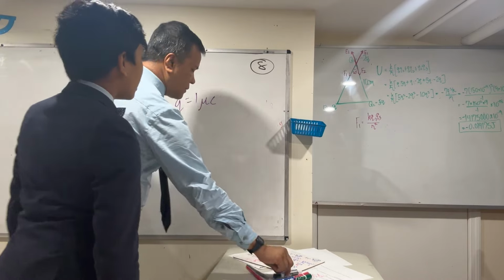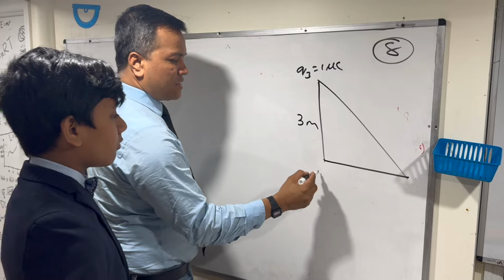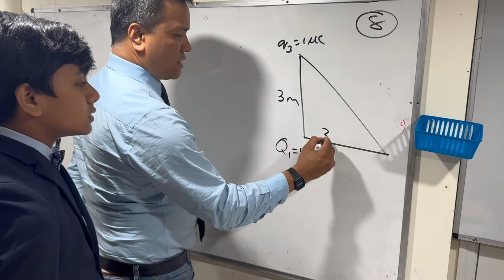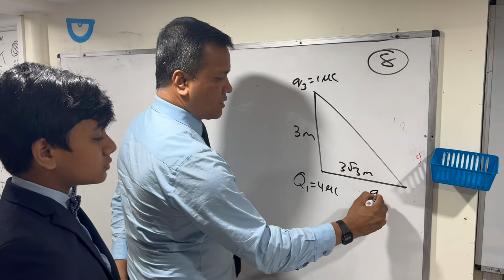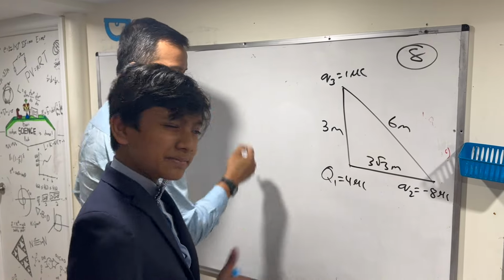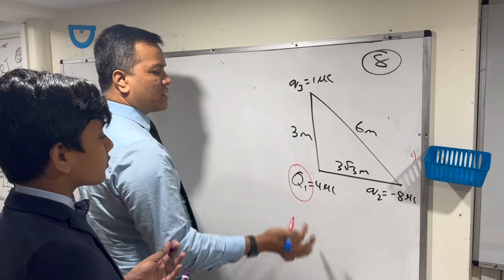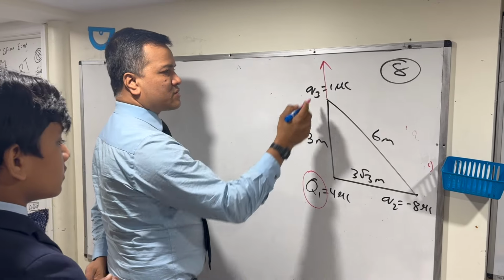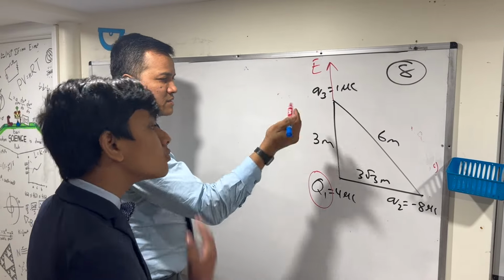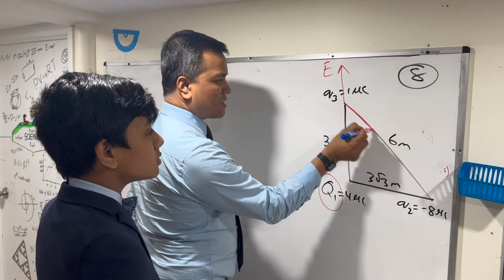That's true. Okay, so now time is of the essence. Let's draw the triangle. It's 3 meters. And 3 meters away you have Q1. And Q1 is, of course, 4 microcoulomb. And then 3 meters away you have Q2. And Q2 is, of course, negative 8 microcoulomb, and this is 6 meters. Is that right? Yep. So now, as you know that this is positive, and this is positive, they want to move away, so repel. So this one is, of course, E. So this is positive, so it's outward. And this one is negative, so then this one is this direction.